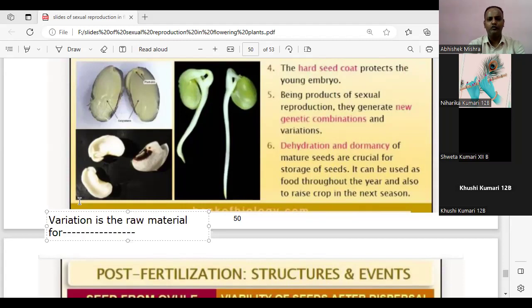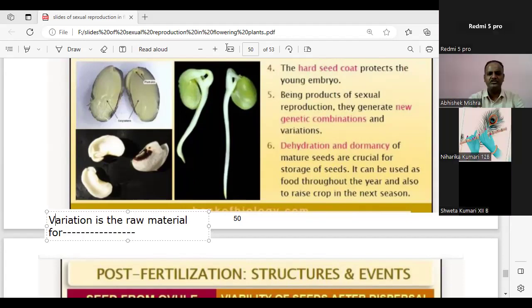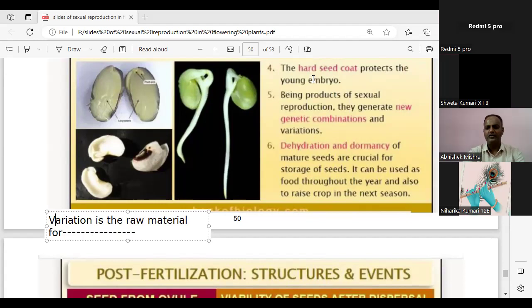Now, who can fill it up? Who can fill it up? This is a fill in the blank. Since you have studied the chapter Principle of Inheritance and Variation, and I think now you are in the molecular basis of inheritance. Variation is a raw material for, okay, very quickly, let's see. Okay, Khushi Anand first. Unmute yourself.